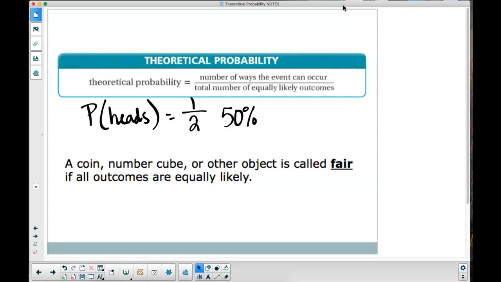So if you've ever been in Vegas or something, where they have all those street people doing tricks and trying to make you bet money, they probably have a die that's not fair. It's weighted on one side, so it's more likely to land on a different side. Okay, and that's how they can kind of get money from you. You think it's fair, but it's not.